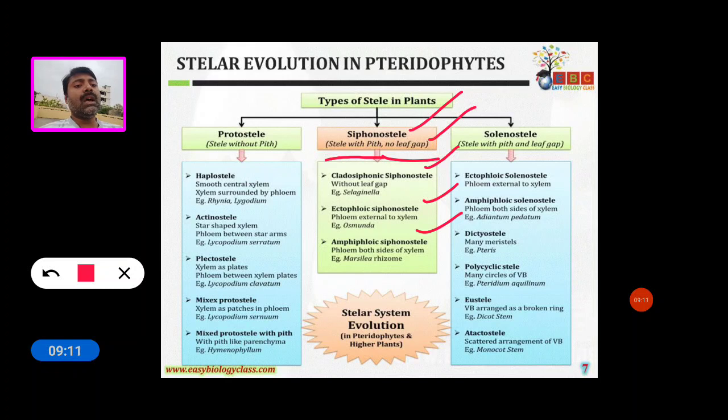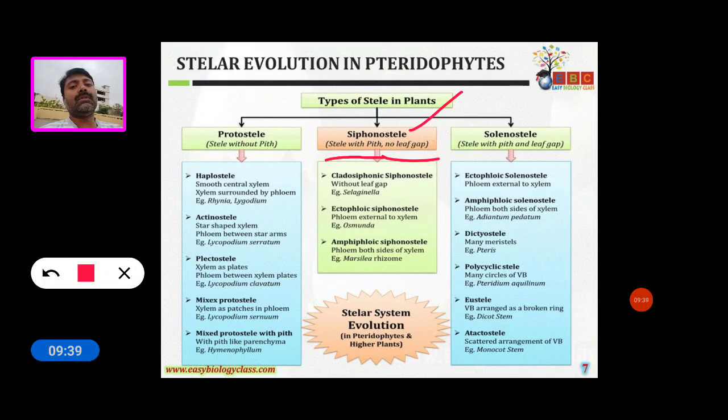Amphiphloic: amphi means both sides, so the phloem is present on both sides of the xylem. This is called amphiphloic siphonostele. This type of stele we can see in Marsilea rhizome.